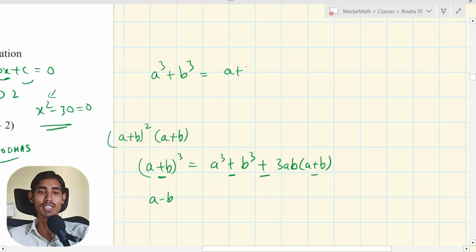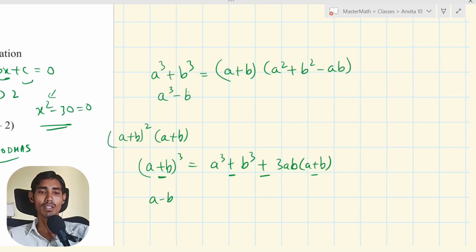Now for a cube plus b cube, it is (a plus b)(a square plus b square minus ab), and for a cube minus b cube, it is (a minus b)(a square plus b square plus ab). Yes, sir. Just a minute, let me note it down. I won't take much time.